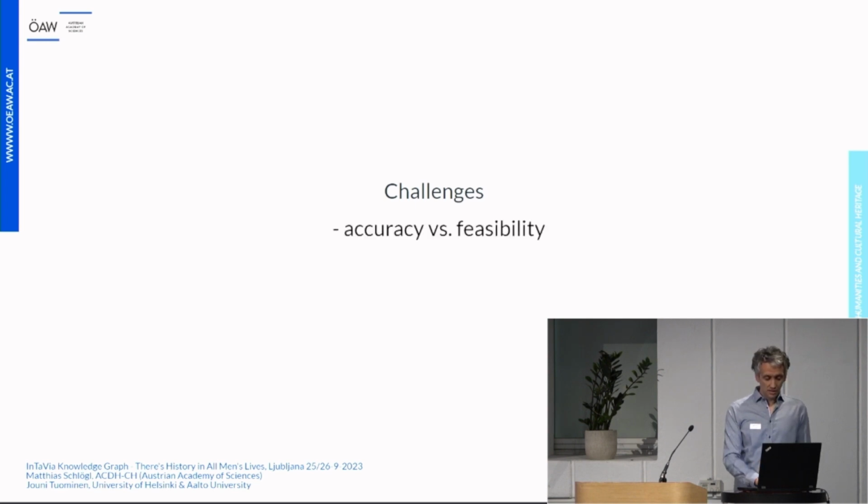Some of the challenges that we were facing during the project are accuracy versus feasibility. As Jouni showed, we ended up with a quite complex data model that is actually everything else but easy to use in practice. And it's even more complicated if you include all the provenance data of when which data point was created with which system and stuff like that.